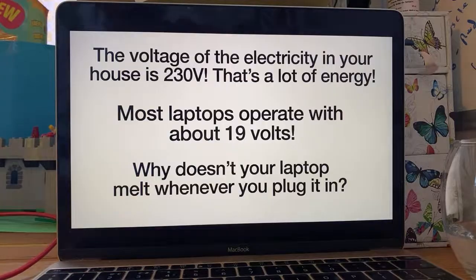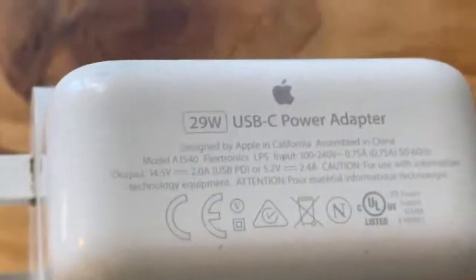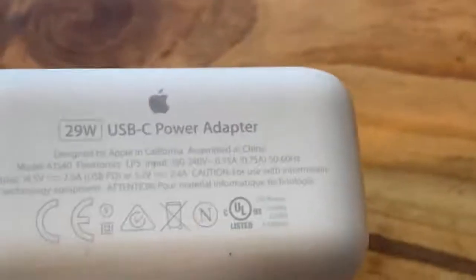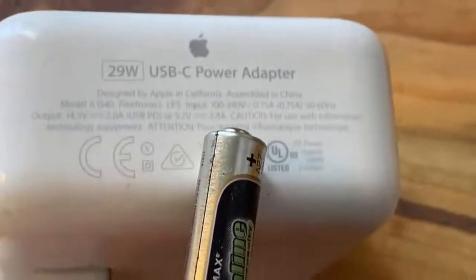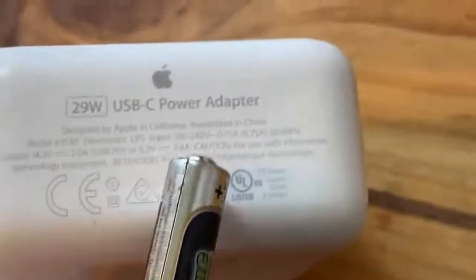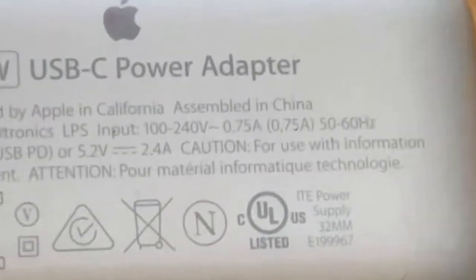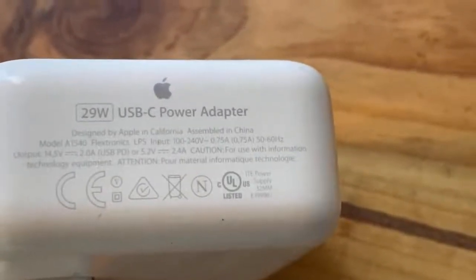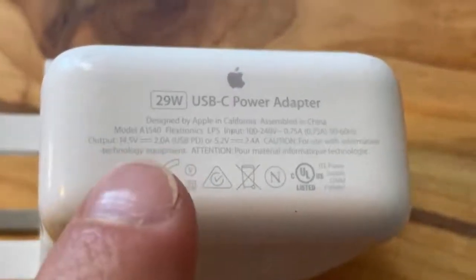If you have a look at, well, I've got my laptop charger here. If I unplug this bit and we look on the bottom, you will see that it says output. What can I point with? I'll point with this tiny little battery. Oh, yeah, input is 100 to 240 volts. You see there? Input 100 to 240 volts. So that's the voltage that's going in, from your electric circuit, and the output is only 14.5 volts.